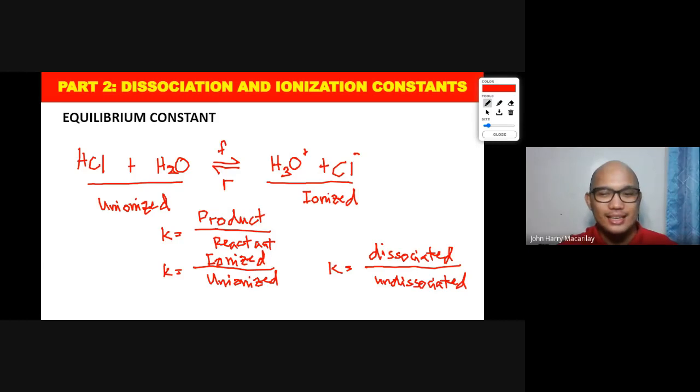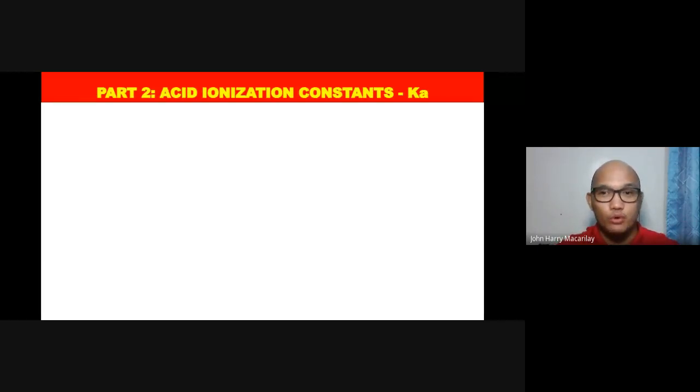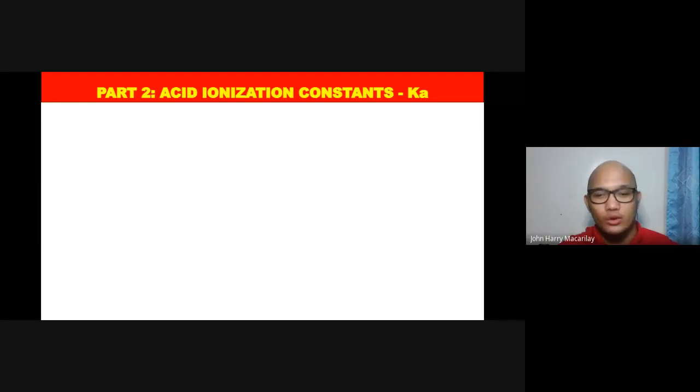So let's discuss the first equilibrium constant, which is your acid ionization constant. It has a symbol of Ka. It is an equilibrium constant for the ionization of the acid. It represents the fraction of the original acid that has been ionized in the solution, so it also reflects the strength of the acid. Alright. So the ionization constant describes an acid.